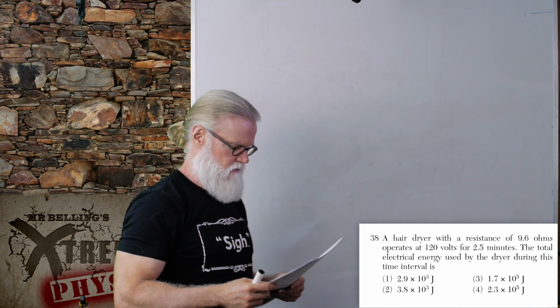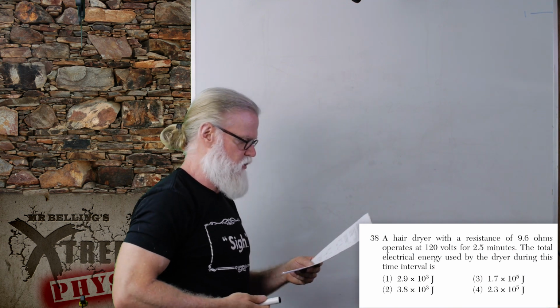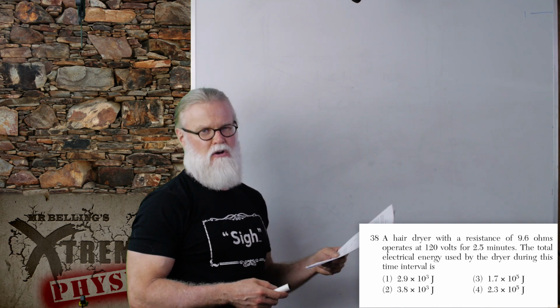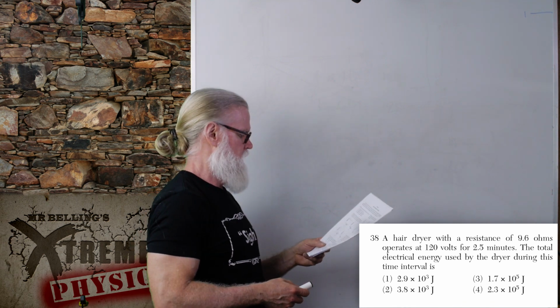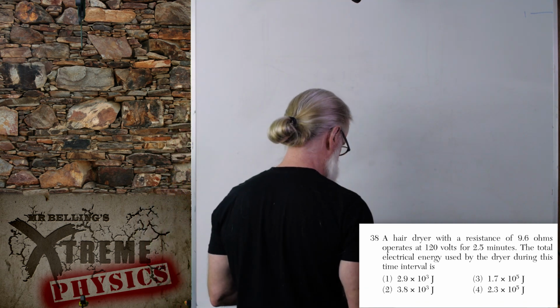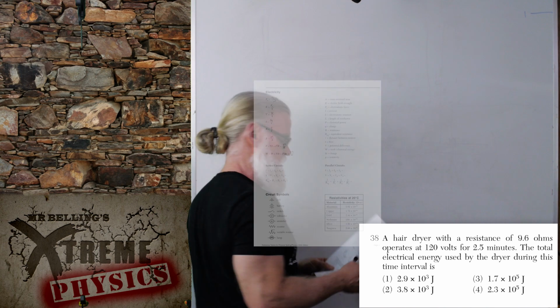A hairdryer with a resistance of 9.6 ohms operates at 120 volts for 2.5 minutes. Oh, minutes, that's not a standard unit. The total electrical energy used by the dryer, all right. It looks like we're going to have to use the Regents reference table.